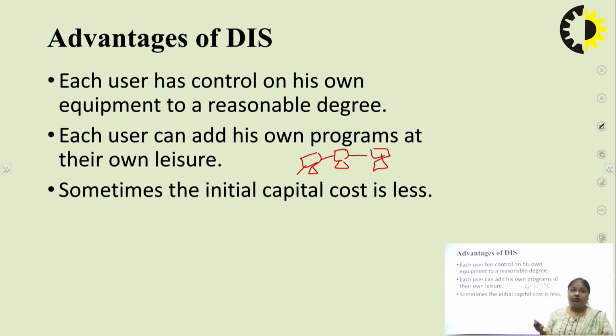Each user can add his own programs at their own leisure. If a program has to be developed by multiple software engineers, then a software engineer can work at their own leisure and can add a program to that software application. Sometimes the initial capital cost is less, but over a long time period, the capital cost may be more.